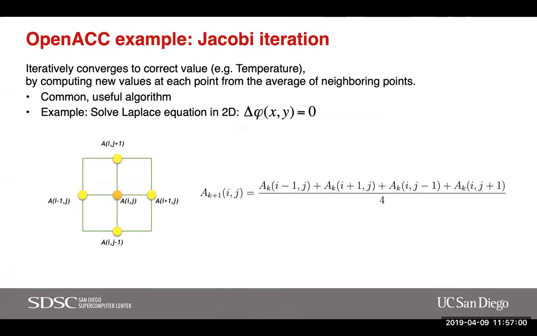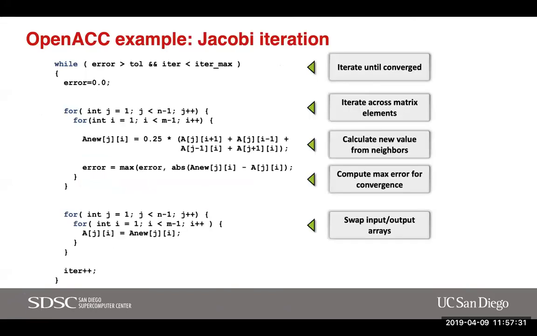That is an example that comes, I think, from NVIDIA's websites as well, for Jacobi iterations that are used to iteratively converge to a final value, by computing new values at each point from the average of neighboring points if you have data on a grid. So A(i,j) at step k+1 would be computed as the average of the data from the neighboring points on a grid, right? You can use that, for instance, to solve the Laplace equation in 2D.